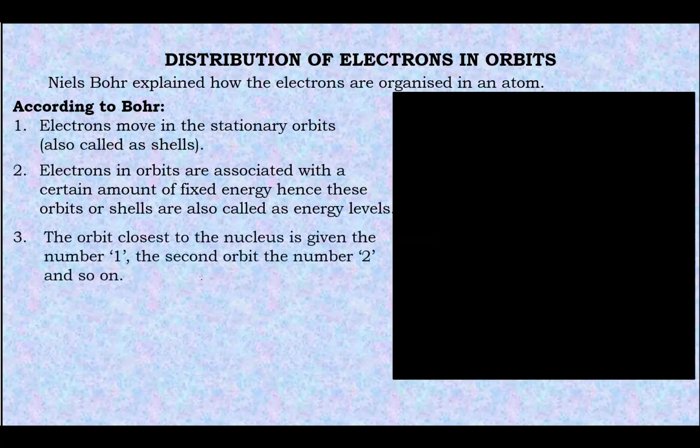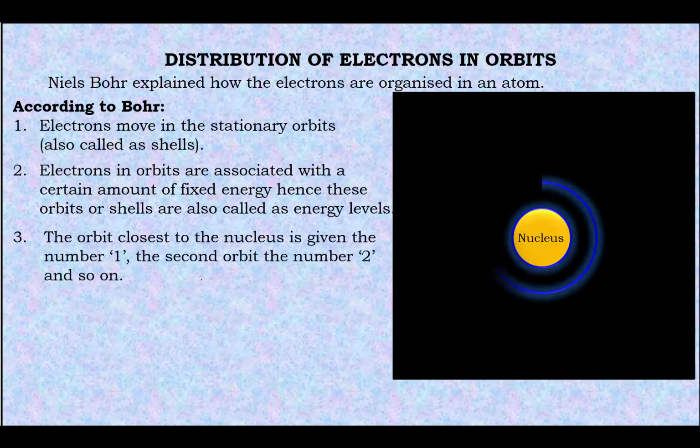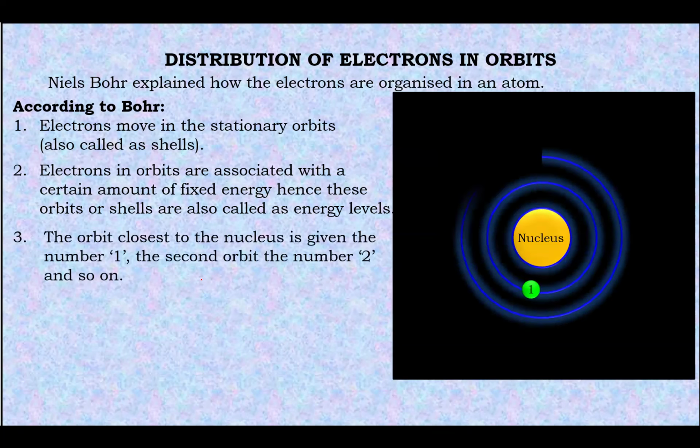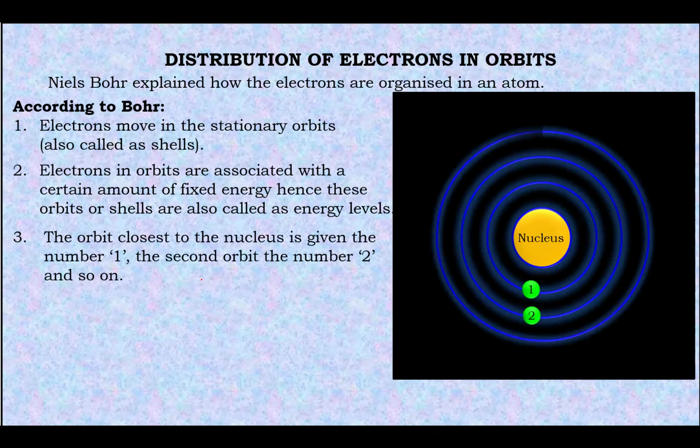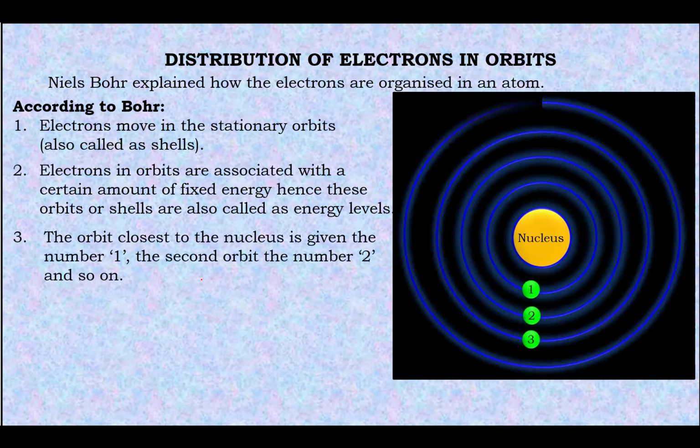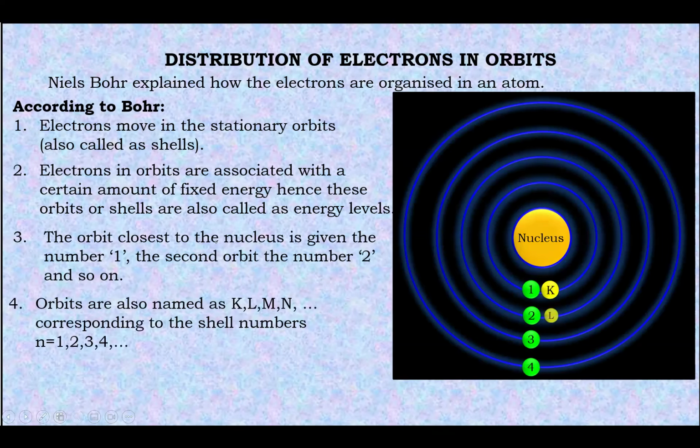Now I am going to show the actual model. Look guys, at the center what do we have? Nucleus. Then there are orbits. The orbit which is closer to the nucleus is known as which shell? K shell. The second one is known as L, then M, N. As you move away from the nucleus, the energy level increases.